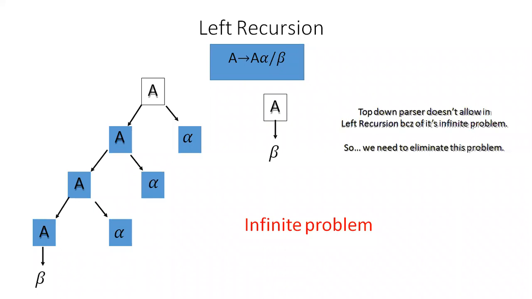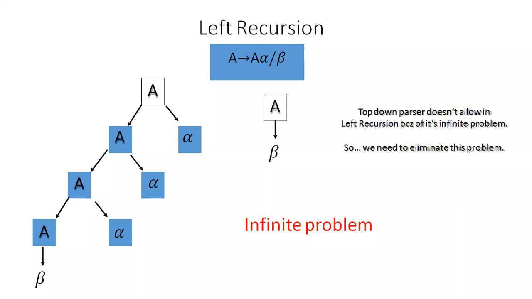What it means is expansion of A causes further expansion of A only. That means what we are getting there is A alpha, A alpha alpha, A alpha alpha alpha, and so on. So the input pointer will not be advanced, and this causes the major problem in top-down parsing. This is the reason to eliminate the left recursion. So we decided that the elimination of left recursion is a must.